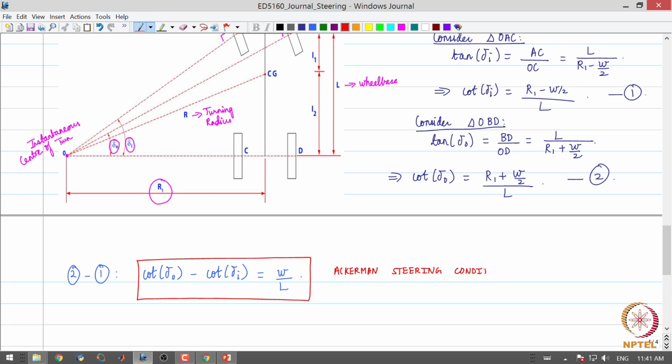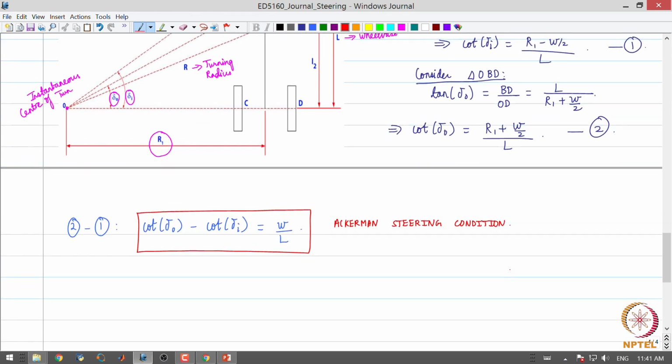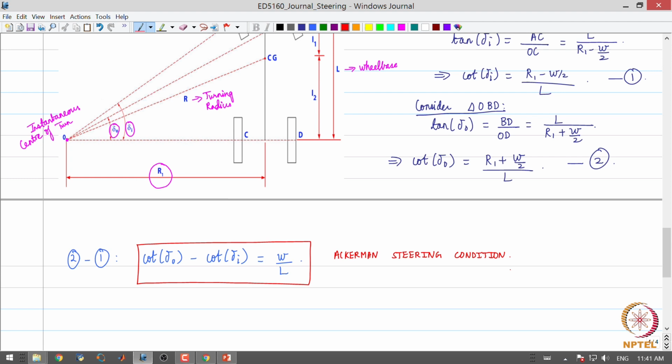Okay. So, this is the Ackermann steering condition. What does this condition tell us? Suppose you are given a vehicle of track W and a wheelbase of L. If we want to achieve what was expected, that is, the axes of the two steered wheels should intersect at the same point with the rear axle axis, then we should have this equation satisfied.